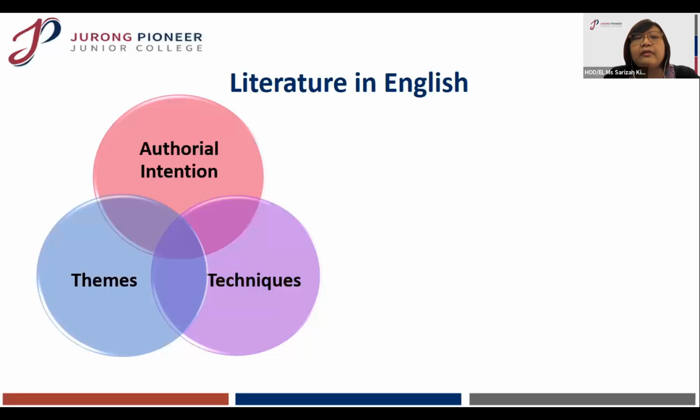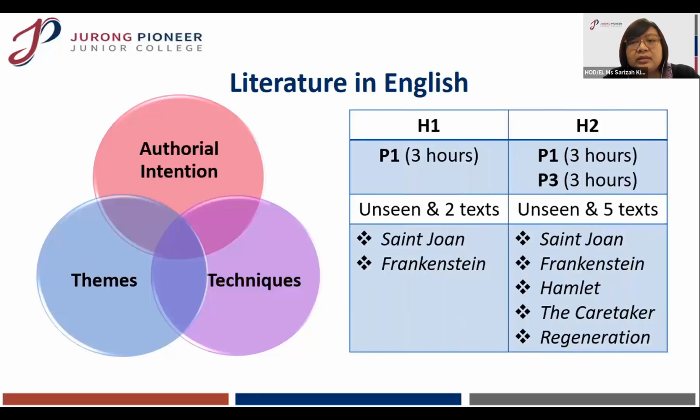Okay, for literature in English, there are two levels. You either take it as a H1 subject, where you take only one paper, all right? And then you study two texts. Okay, the two texts there are St. Joan by George Bernard Shaw, as well as Frankenstein by Mary Shelley. Okay, so one is a play, the other is a novel. And you will study poetry for the unseen section. That's H1.